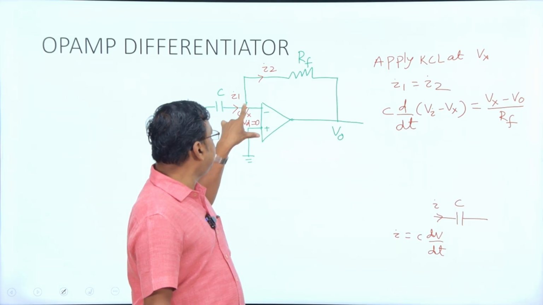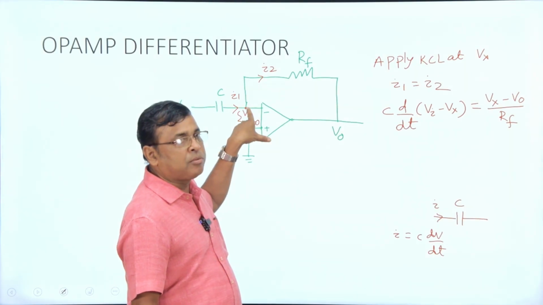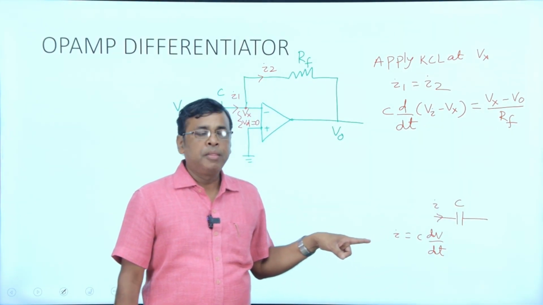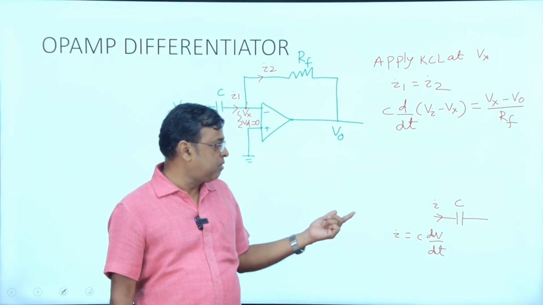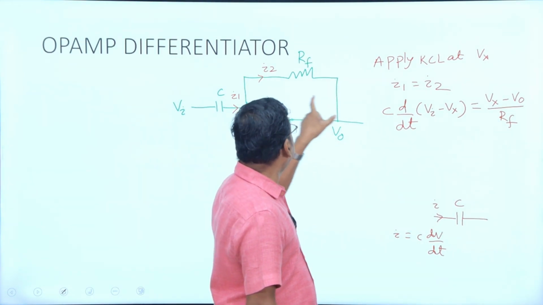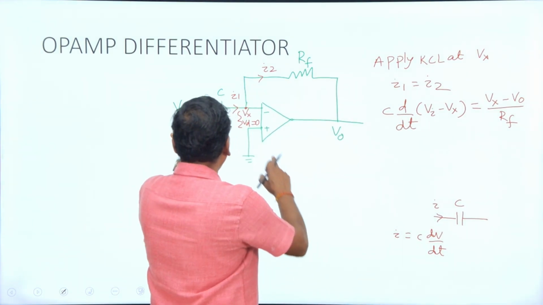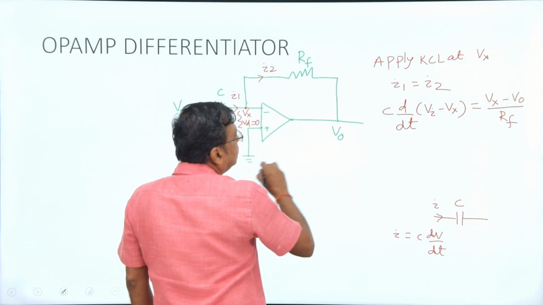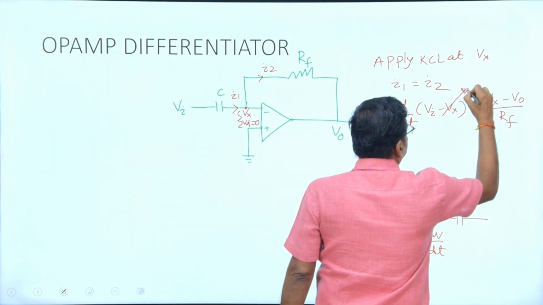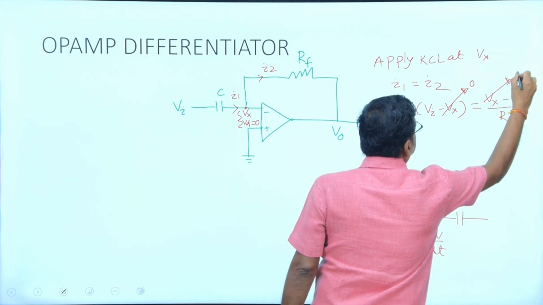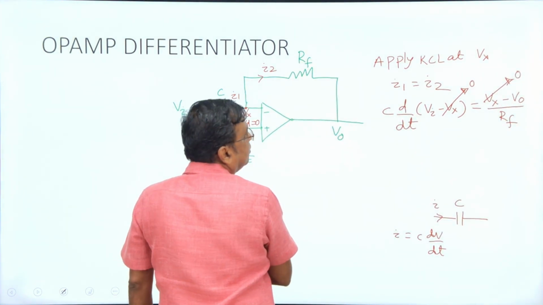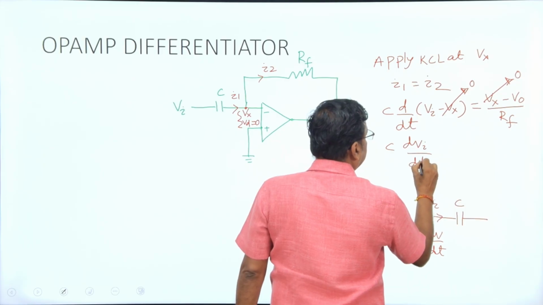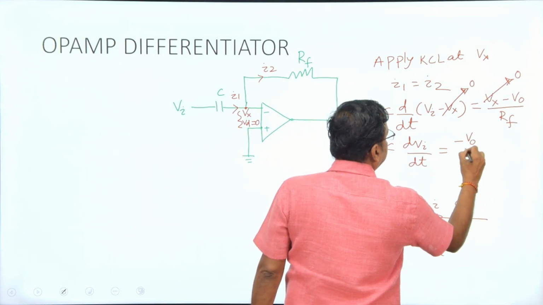So if you apply Kirchhoff's current law, this is a capacitor and this is a resistor. One property of a capacitor is that the current flowing through it equals C dV by dt, where V is Vi minus Vx. If this is 0, Vx must be 0, directly, because due to the virtual ground concept, this potential 0 means this potential is 0. So that is C dVi by dt equals minus V0 by Rf.